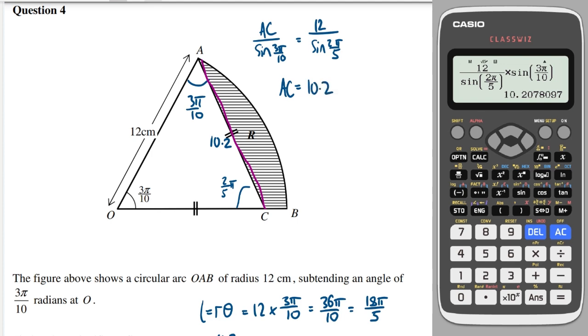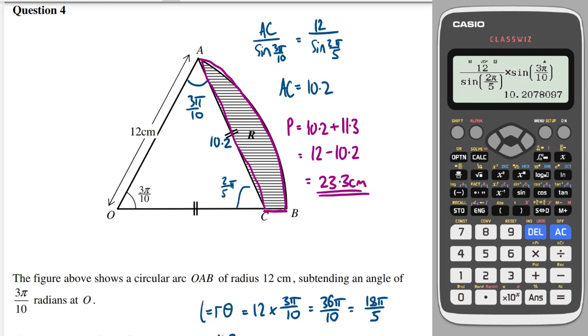So with that I can work out the perimeter. So the perimeter P is equal to that 10.2 side plus this arc length, which we've already worked out was 11.3. And this little bit here is the radius of the sector minus the 10.2. So this is equal to 12 minus 10.2. So adding those up, we're going to get 23.3 centimetres for the perimeter.